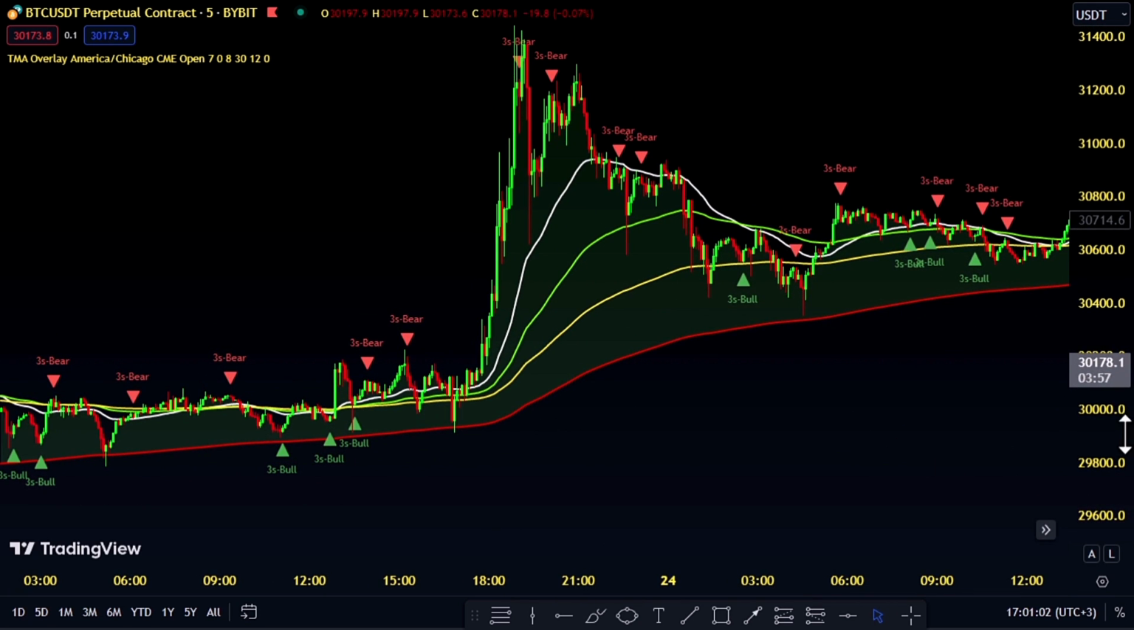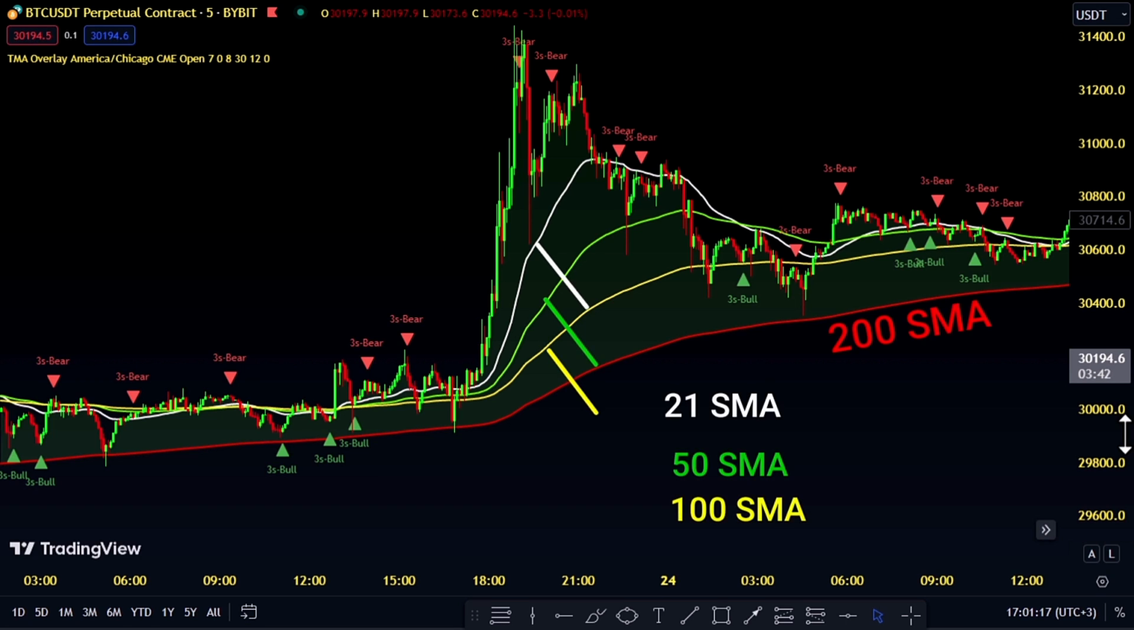If you're a beginner, I highly recommend watching those videos, because no matter what strategy you want to choose and trade with, these are the things that you need as the fundamental basics in your trading arsenal. The moving averages you can see on a chart are the 21, 50, 100 and 200 SMAs.